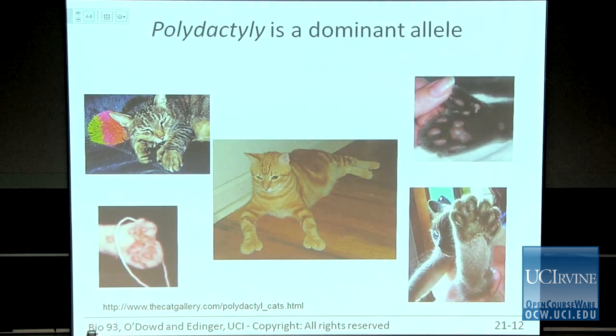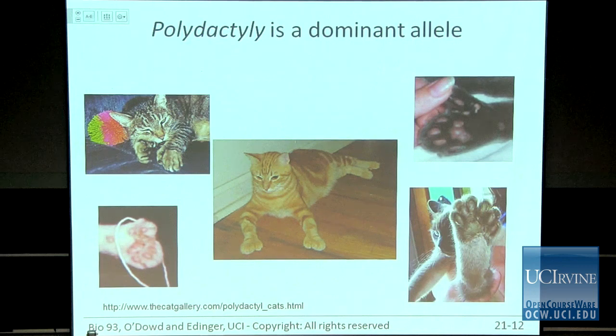So polydactyly. We can't cross undergraduates to find true breeding undergraduates to find out which ice cream flavor is actually dominant. So we're going to do this with polydactyly in cats. Polydactyly means that you have extra fingers and toes.